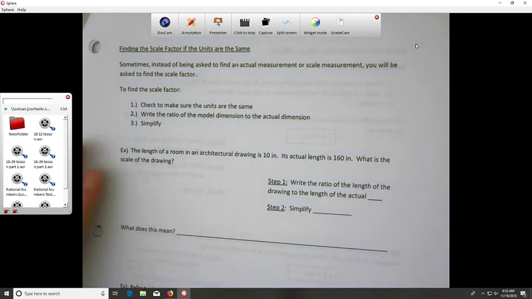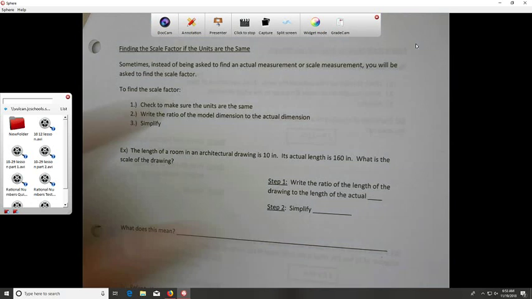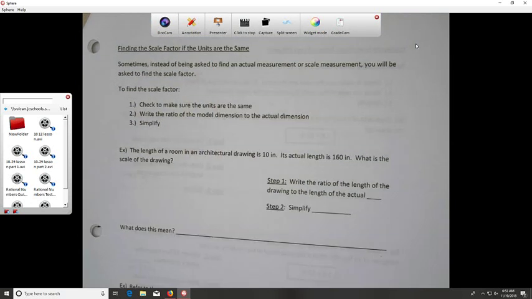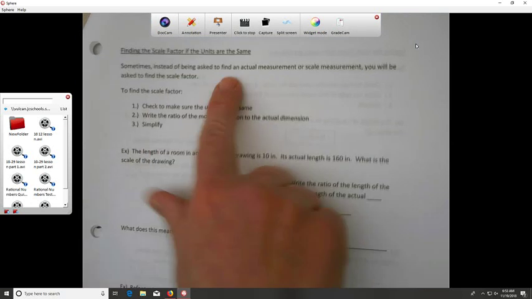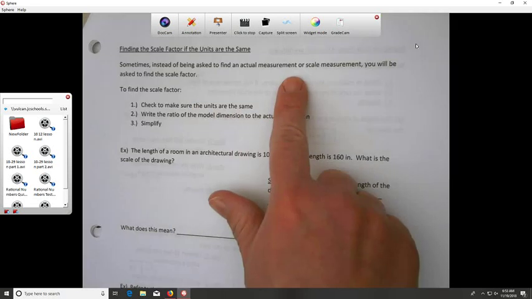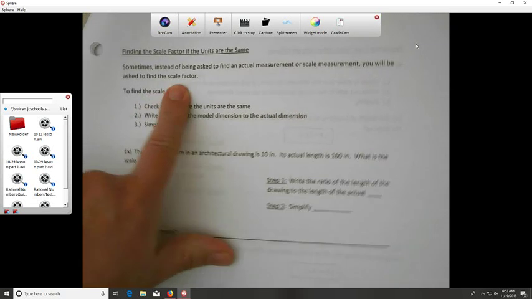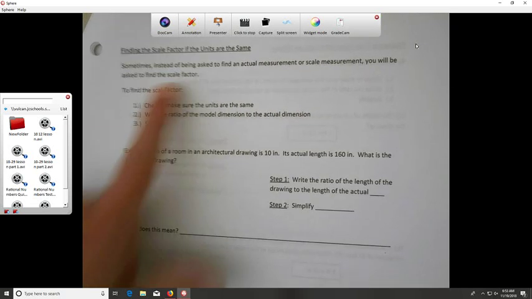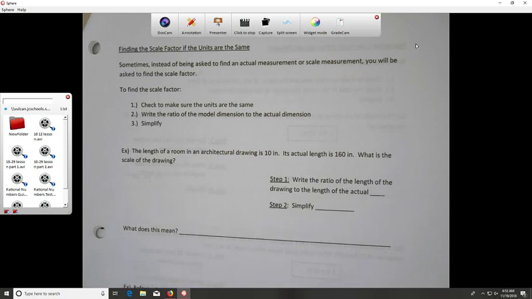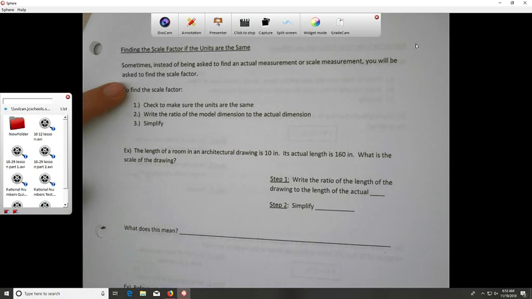What we're going to look at now is how to actually figure out the scale factor if your units are already the same. Sometimes instead of being asked to find an actual measurement or scale measurement, like what we've been doing, set up the proportion and find the missing dimension, you'll be asked to find the scale factor. So to say, how much bigger or smaller is this model than the actual? And to find the scale factor, we're going to do 3 things.